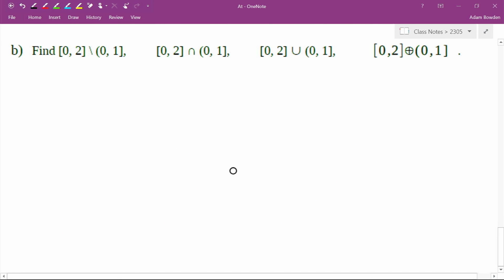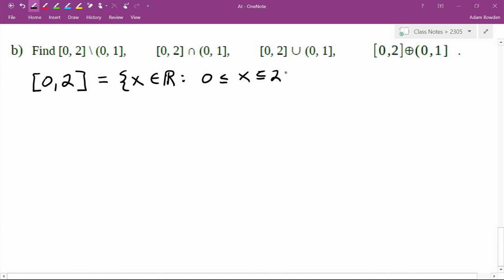Let's consider how these operations work with intervals in the real number set. So let's look at the interval here, closed interval from 0 to 2. That would be equal to the set of all x in the real numbers, such that 0 less than or equal to x less than or equal to 2. Or in other words, on the number line, it would look something like this here.